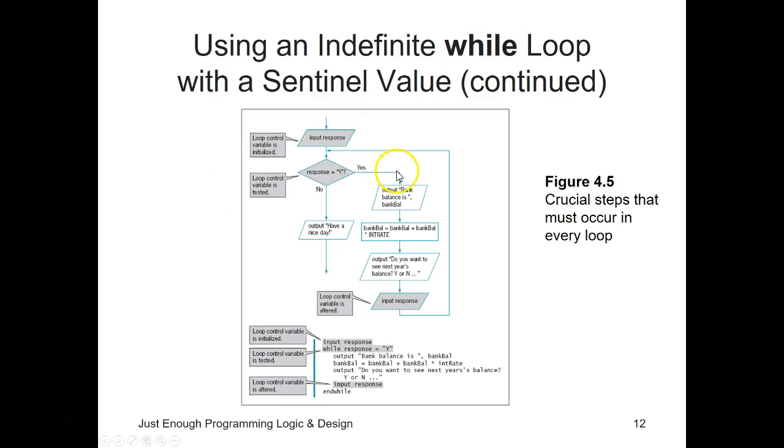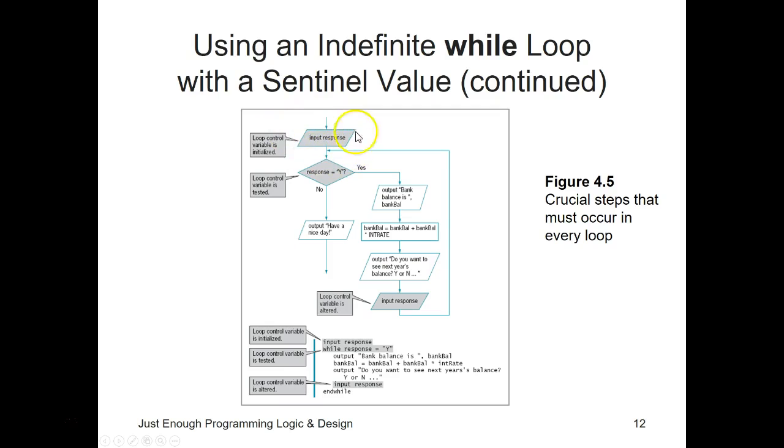If they say yes, so while this loop control variable is still being tested, so while their response was a yes, then we're going to output their bank balance. Down here we're going to ask them again, and then we loop back up to the top. So what do we see as issues in here? Couple.